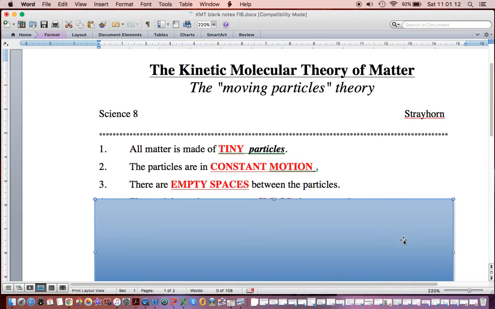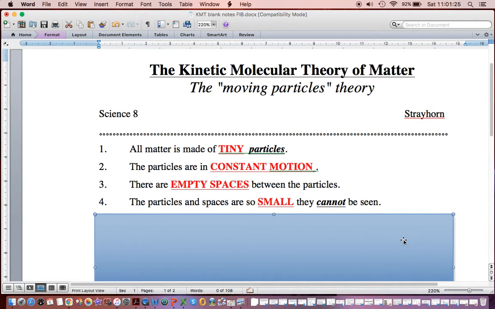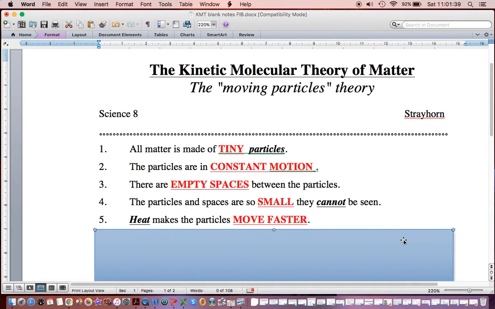There are empty spaces between the particles, and empty spaces does not mean air. Air is made of particles. We're talking about empty spaces, nothing between the particles, what scientists would call a vacuum. So we've already said the particles are tiny, but the spaces are tiny as well, and these things are so small they cannot be observed with the naked eye or even a microscope. And one of the most important points is heat makes the particles move faster.